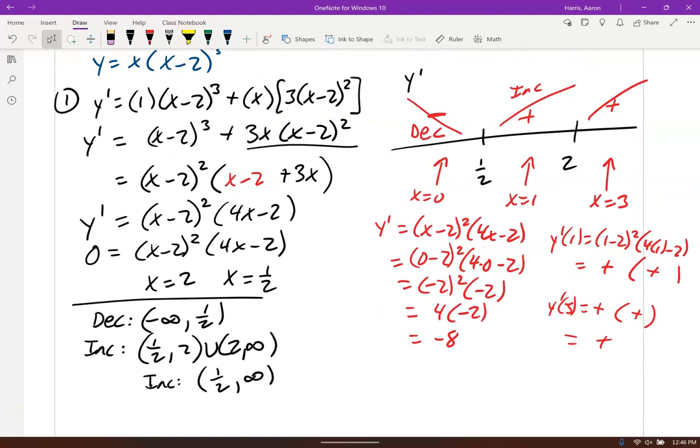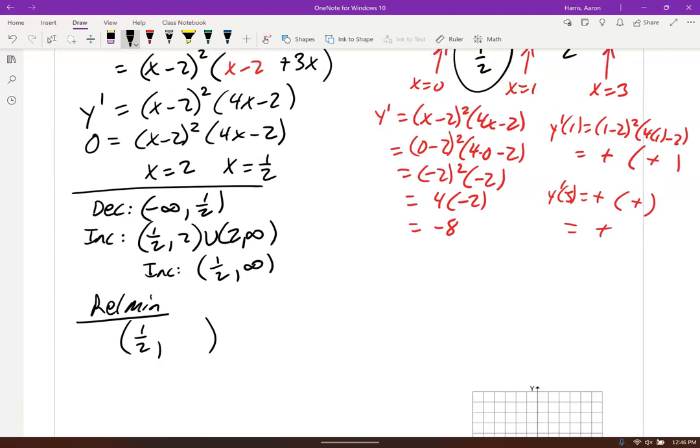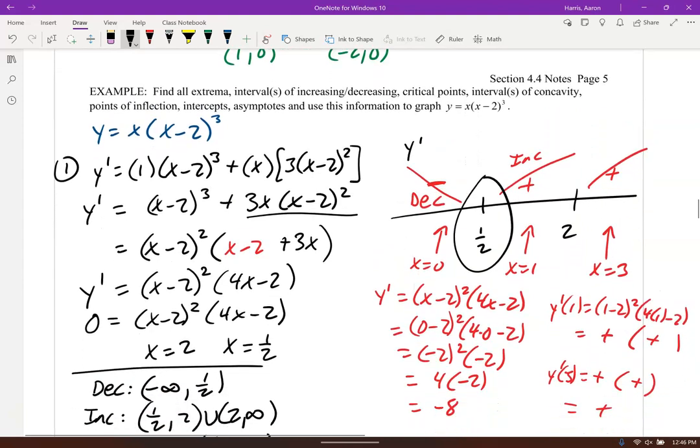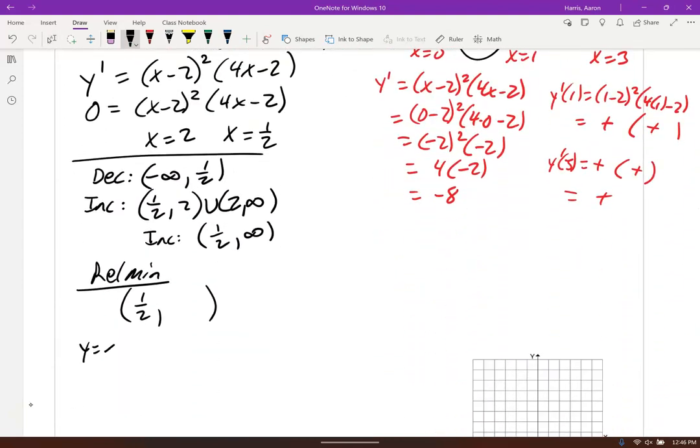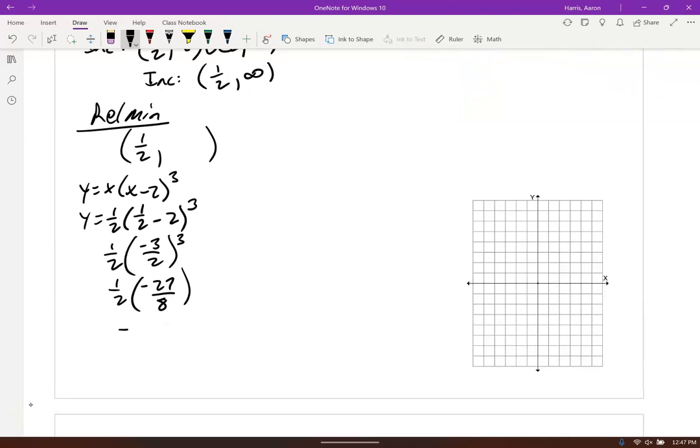Well, we're decreasing, then we increase, so we go down and then up, so we're going to have a relative min right there at 1/2. And then I want to plug 1/2 into my original function, x times x minus 2 to the third. So we got a half times a half minus 2 to the third. So we got a half times negative 3 over 2 to the third. So I got a half times negative 27 over 8. So I got negative 27 over 16. So negative 27 over 16.